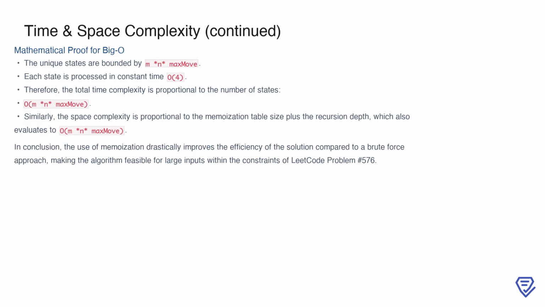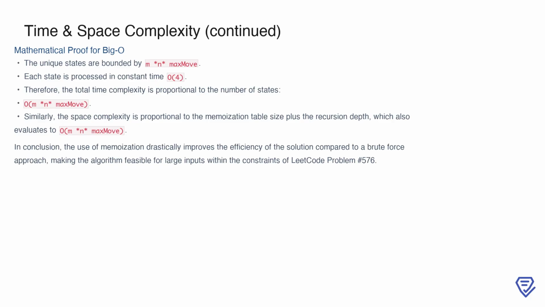The number of unique states is bounded by m * n * max move. Each state is processed in constant time, O(1), so the total time complexity is directly proportional to the number of states, resulting in m * n * max move.